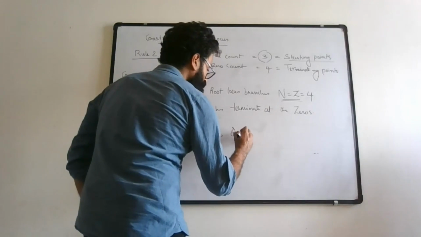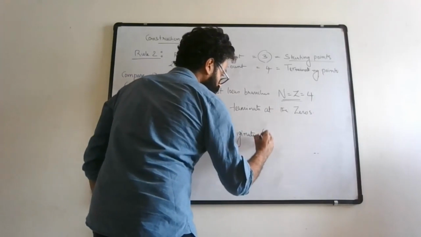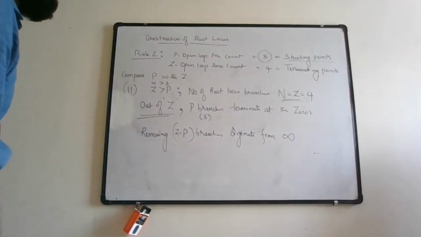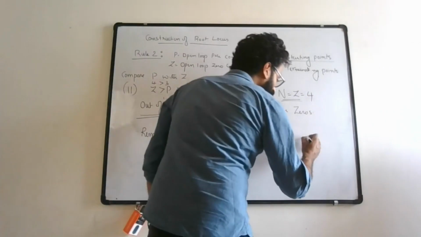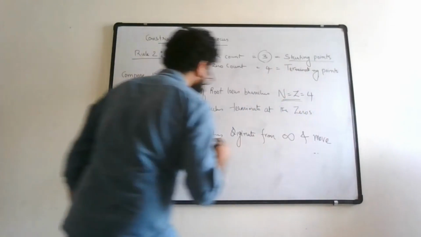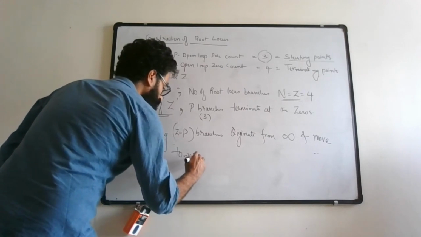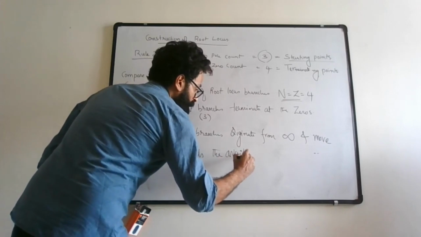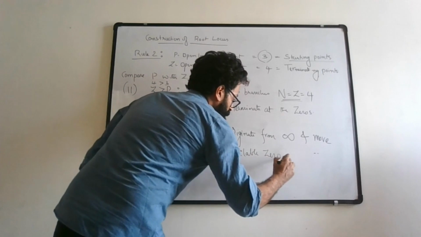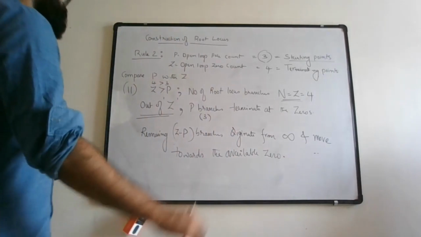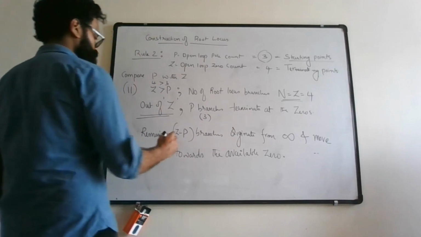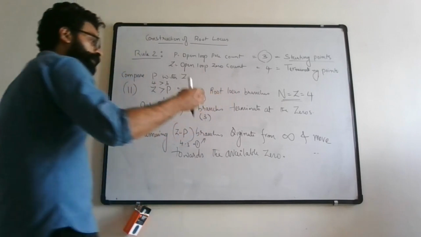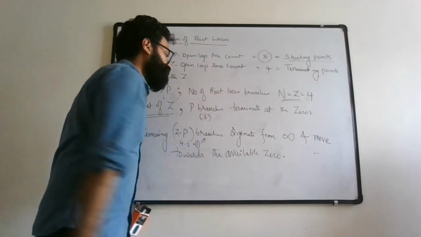originate from infinity and move towards the available zero. Okay, so this is the meaning. So remaining z minus 3 branches, how much is it? 4 minus 3 is 1. So one branch will originate from infinity and move towards the available zero.